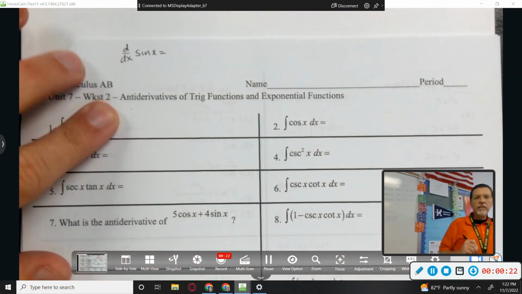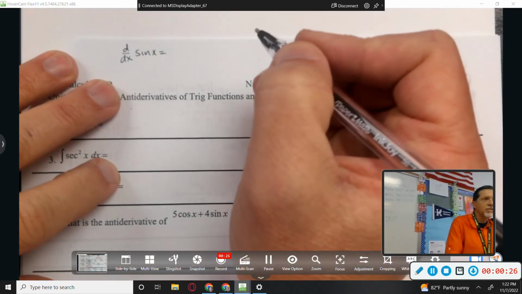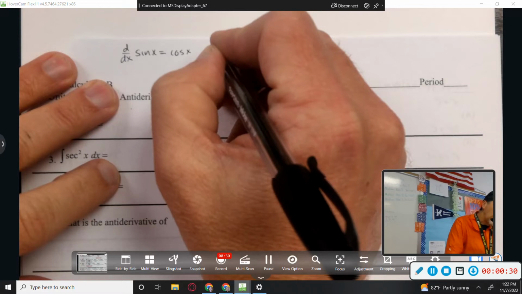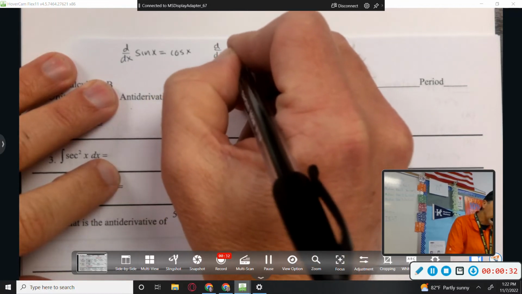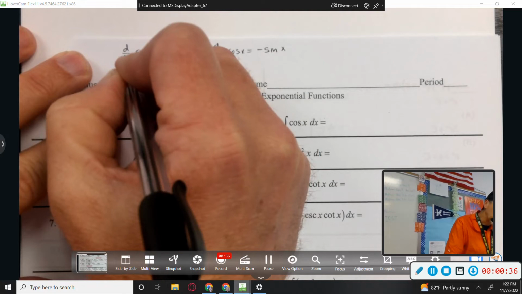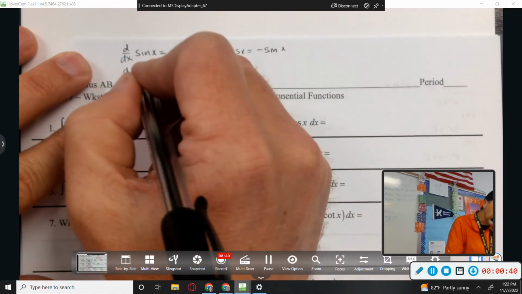So the derivative of sine is, what's the derivative of sine? Cosine. And what's the derivative of cosine? Negative sine. Let's just write them all out, because we'll probably use them all here. So there's sine and cosine.